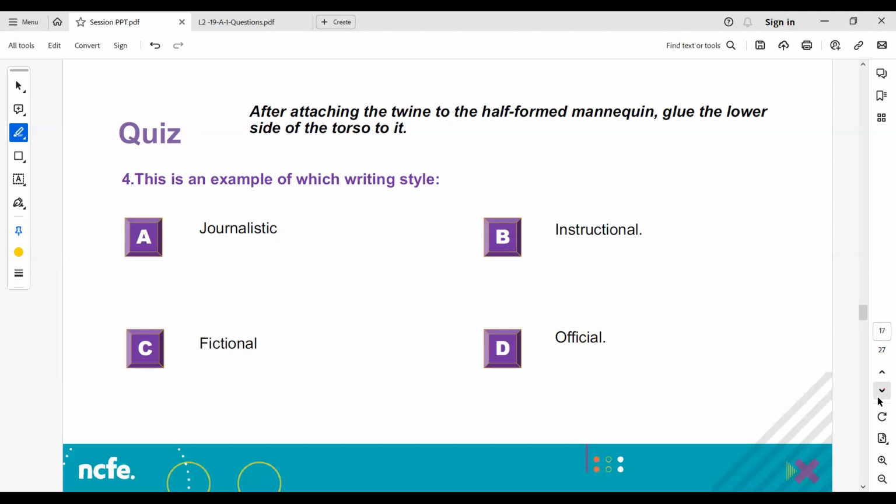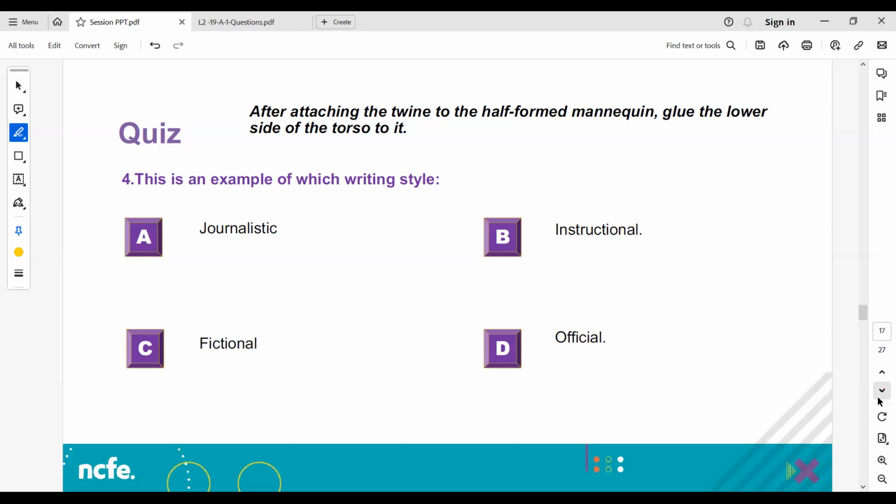Can I have a go? Yeah, of course you can. Yeah, it's an instructional. Good. It's instruction. How did you know? What gave you a clue that it was instructional? It's giving you an instruction of how to attach the twine, and it's giving you the step-by-step of what to do.